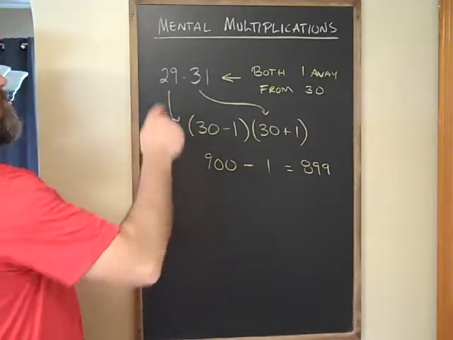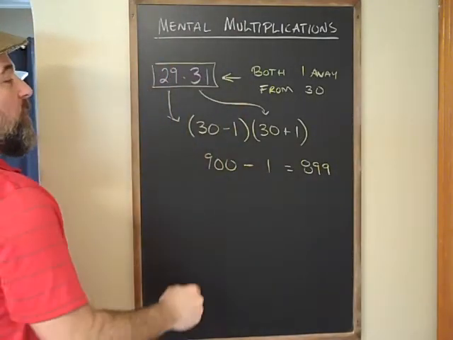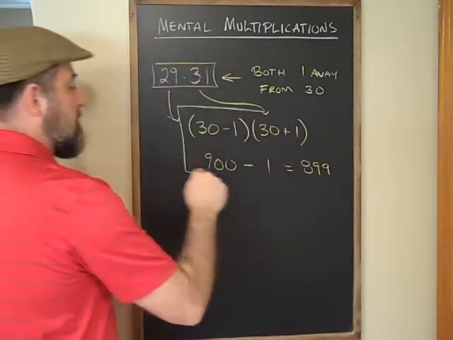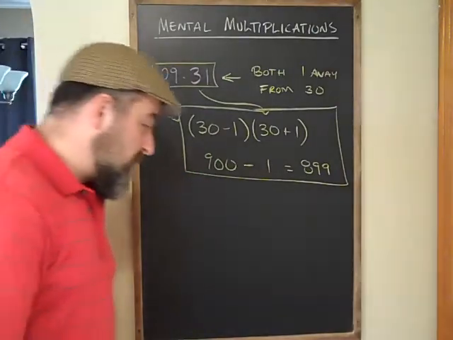So if I ask you to show how you mentally calculate the product of 29 and 31, this isn't the answer. All of this is the answer. That's what I need to see from you. So let's take a look at the next one.